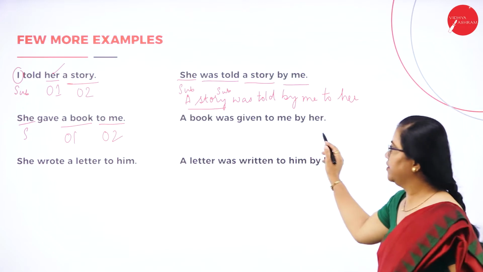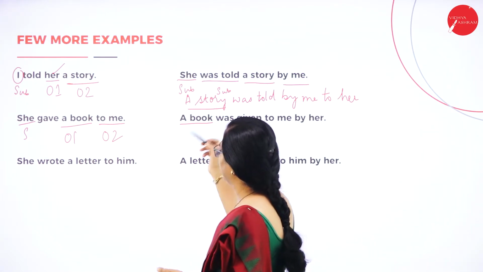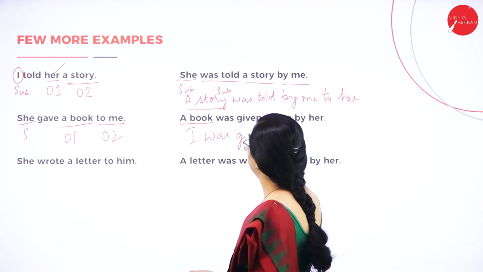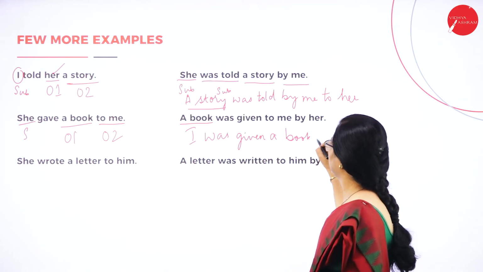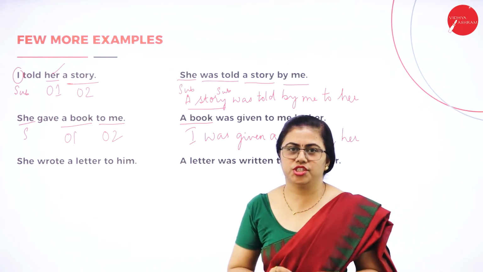A book was given to me by her, that is one way. This is object 1, that becomes the subject. Or you can also write, I was given a book by her. So this is another way of changing it.